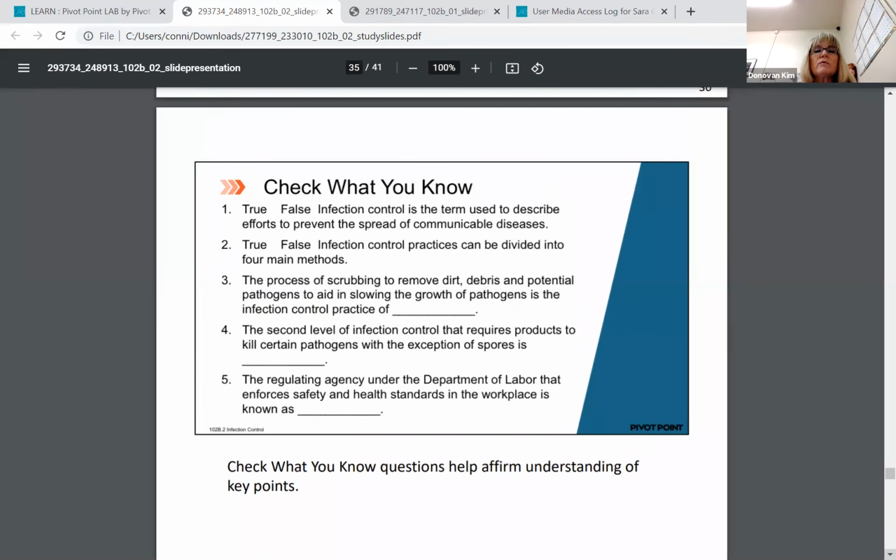Okay. So true or false? Infection control is the term used to describe efforts to prevent the spread of communicable diseases. I'm going to say that one's true. Infection control practices can be divided into four main processes. Scrubbing to remove dirt, debris, and potential pathogens to aid in slowing the growth of pathogens is the infection control practice of, I want to say, cleaning. Second level is disinfection. And then the regulatory agency under the Department of Labor that enforces safety and health standards in the workplace is OSHA.